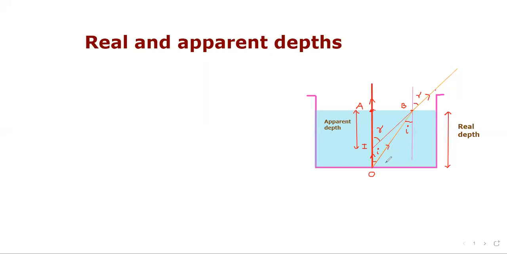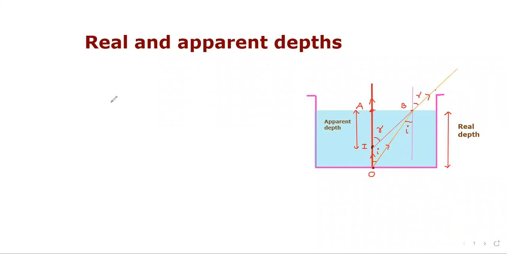Now consider the situation. Suppose a ray starts from O and it travels like this. When it reaches point B, since there is a rarer medium, it will move away from the normal. Now, if we produce this ray backward, it seems that it is meeting at point I. So this is the image of O. Now, let's write the relation.